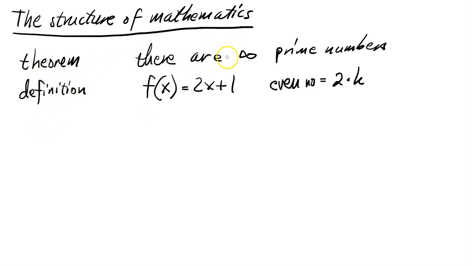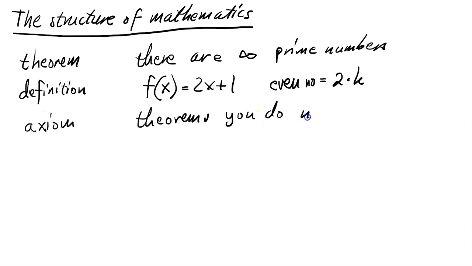Some theorems you want to prove. Other theorems you can't prove. You start with accepting those theorems as true, and that you call axioms. So theorems that you just accept to be true without proof, that you call axioms. So you don't prove them to be true, you just accept them as true, or you have them as a starting point. Okay, let's say that these hold.